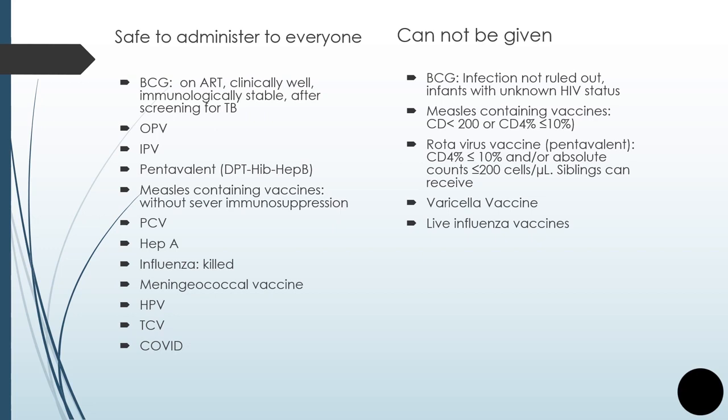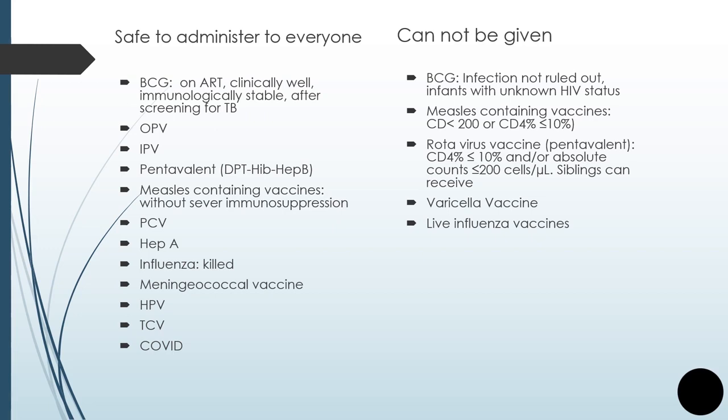BCG can be given to a child who is already on ART, doing clinically well, immunologically stable, and in whom TB has been ruled out. Measles-containing vaccines can be given in children without severe immunosuppression. BCG vaccine cannot be given to a child in whom infection has not been ruled out, and in infants who have unknown HIV status.